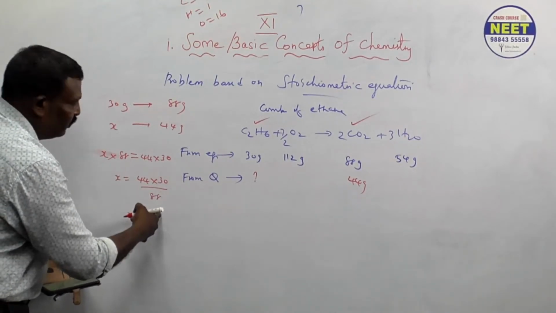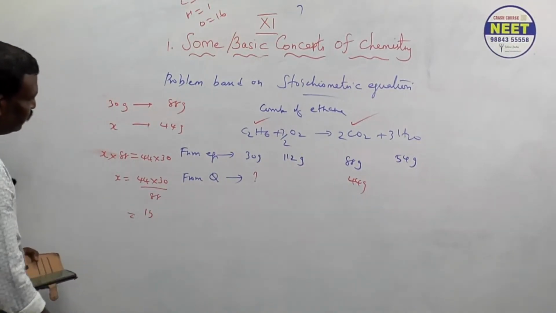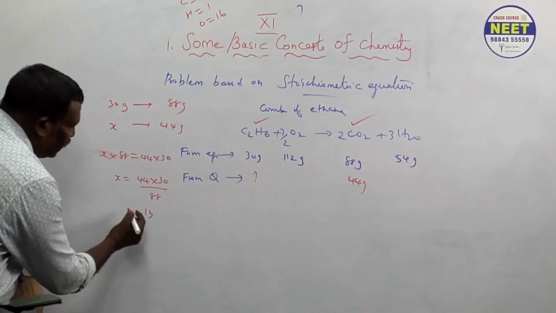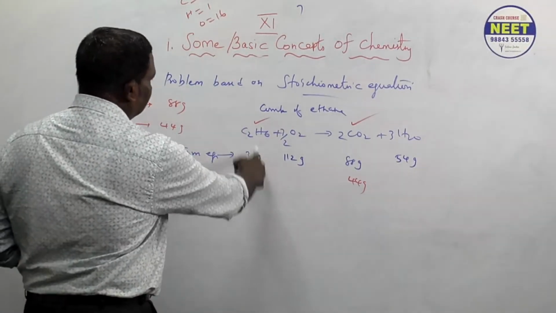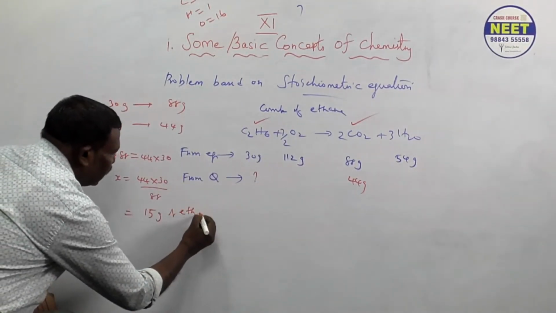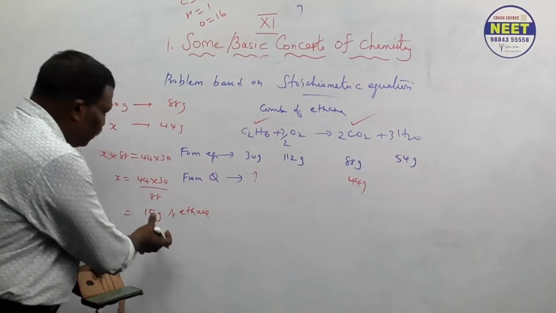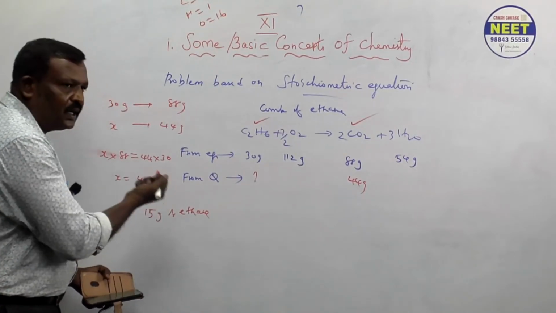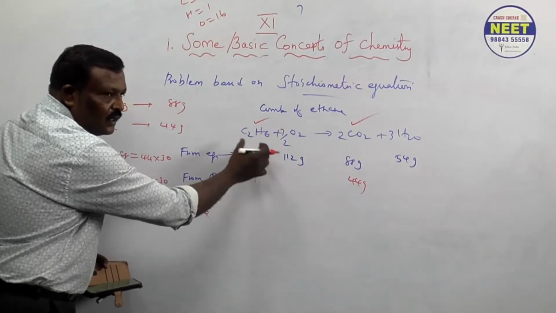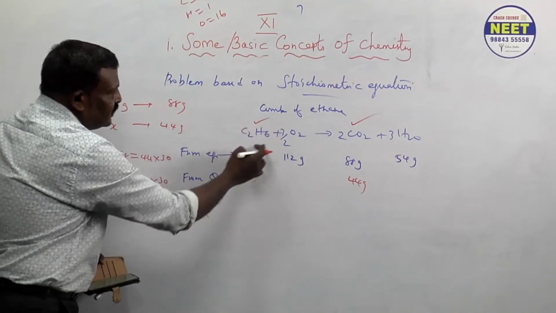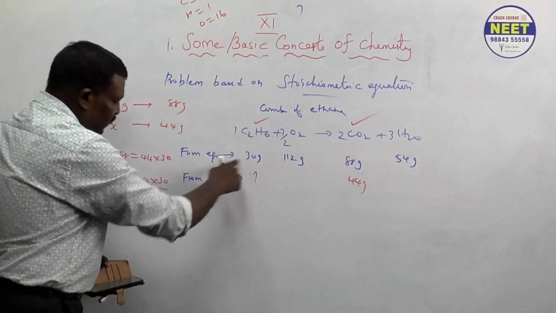1 time, 2 times. So 15. Correct or not? 15 gram. 15 gram of what? 15 gram of ethane. But in the question, they have given moles. Gram only we found out. But how many moles are they asking? So 1 mole is what? 30 gram. This is 1 mole of C2H6. 1 mole is 30 gram.